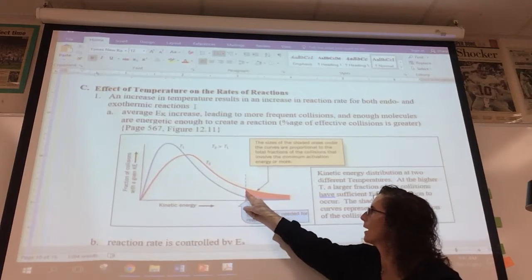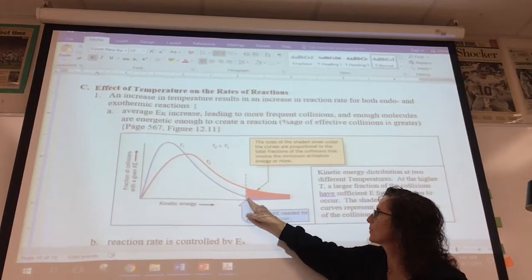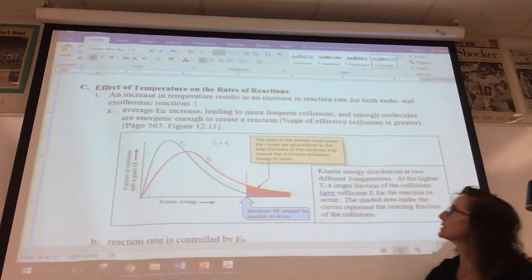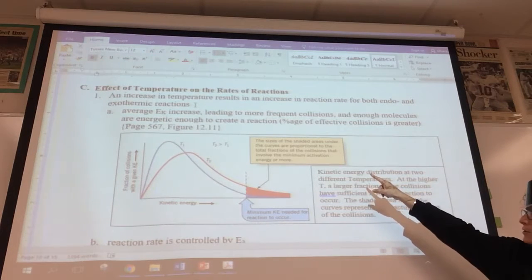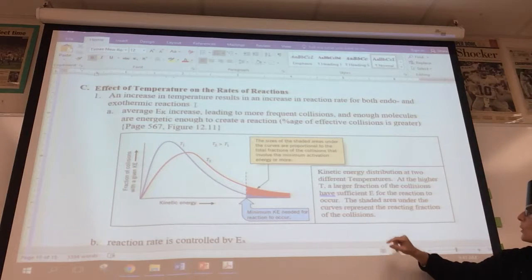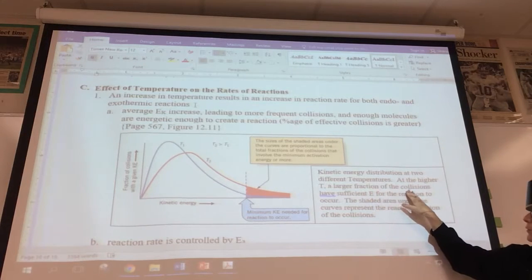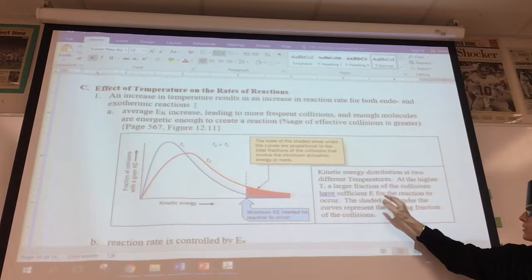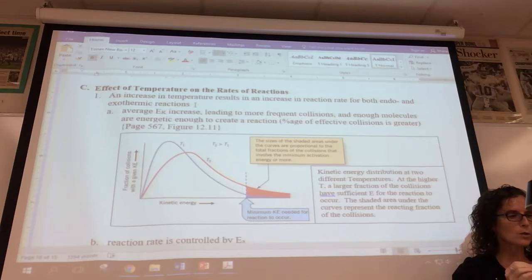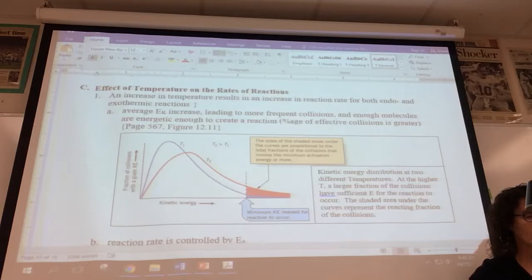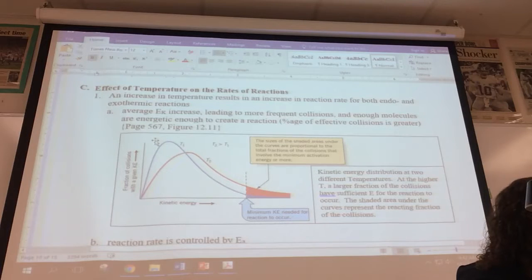So this whole area here is at the higher temperature. This smaller area here is at the lower temperature. So that's going to be proportional to the total fraction of collisions that have enough activation energy. And as a result, at the higher temperature, there's a larger fraction of the collisions having sufficient energy for the reaction to occur. So at the higher temperature, the particles move faster and the percentage of effective collisions is greater. Hence, with an increase in temperature, you have an increase in reaction rate.